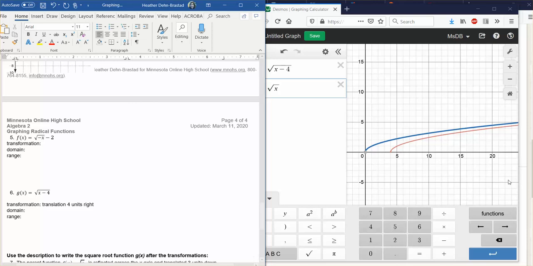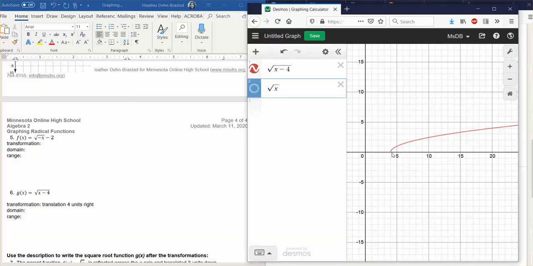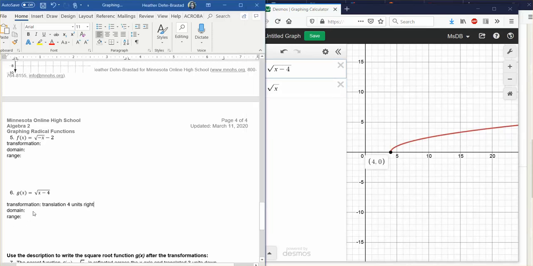And the domain, now we're looking, I'm going to hide the blue one so I don't get distracted. The domain does not start at 0 for this one. The domain starts, the lowest x value you can have is 4. So for the domain, you say that x is greater than, and you can just underline the greater than sign to show greater than or equal to 4. The range, the lowest value the range can be for the y value is 0. So you'll say that the range is y is greater than or equal to 0.